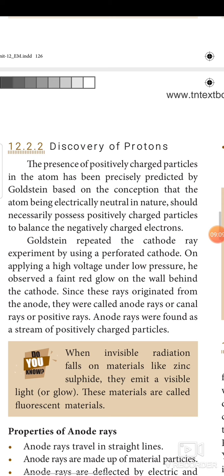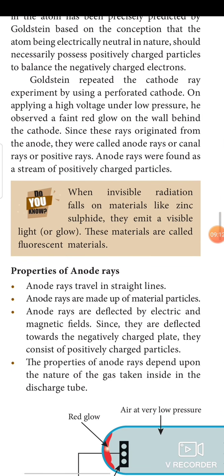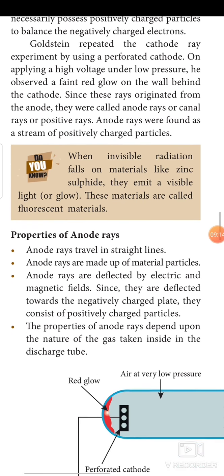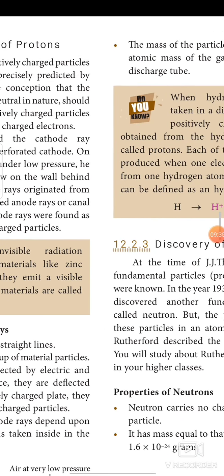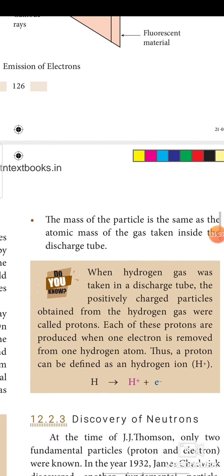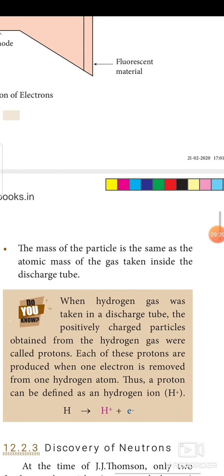What are the properties of anode rays? Anode rays travel in a straight line. Anode rays are made up of material particles. Anode rays are deflected by electric and magnetic fields. Since they are deflected towards the negatively charged plate, they consist of positively charged particles. The nature of the particles of anode rays depends upon the nature of the gas taken inside the discharge tube. The mass of the particle is the same as the atomic mass of the gas taken inside the discharge tube.